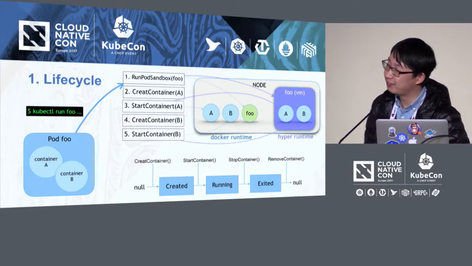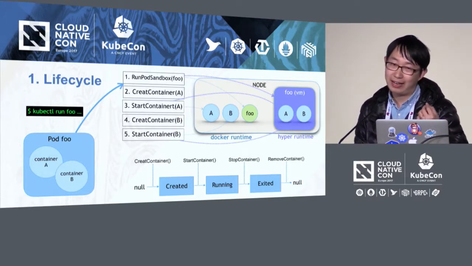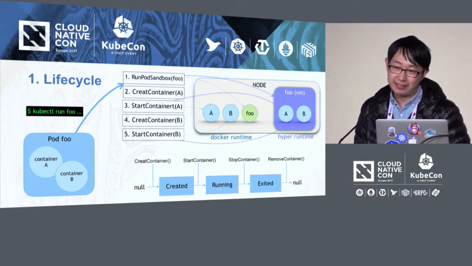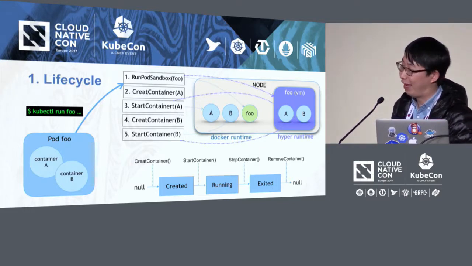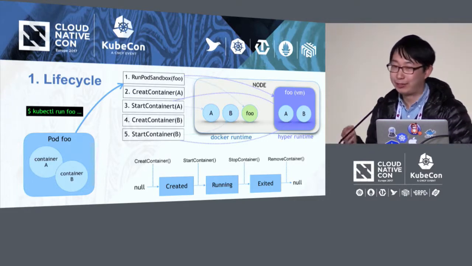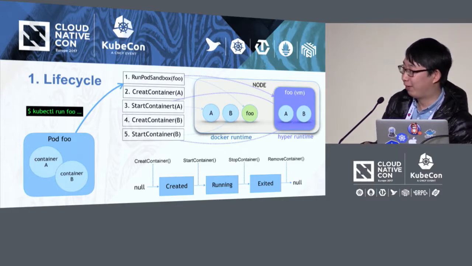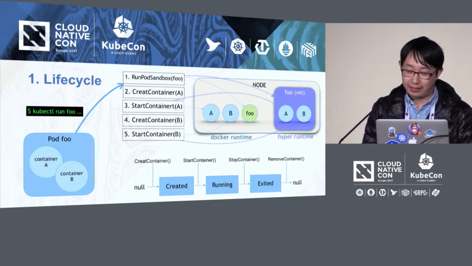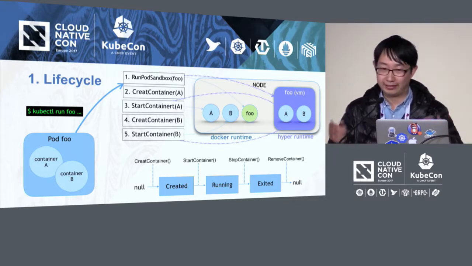But for Hyper, it's not that case. In Hyper, the run pod sandbox will first create a lightweight virtual machine for you. Then you will create and start container A inside and start container B inside, so done. There is no infra container running inside, and you will have a lightweight virtual machine with 2 containers. That's why I mentioned before, HyperContainer is actually a better implementation of the concept of the pod. And for the container part lifecycle, there's no difference between Docker and Hyper. For example, if you call create container, the container state will be transferred to created. If you call start container, it will be transferred to running, and so on.